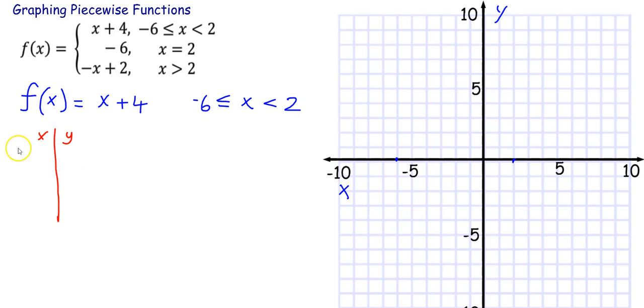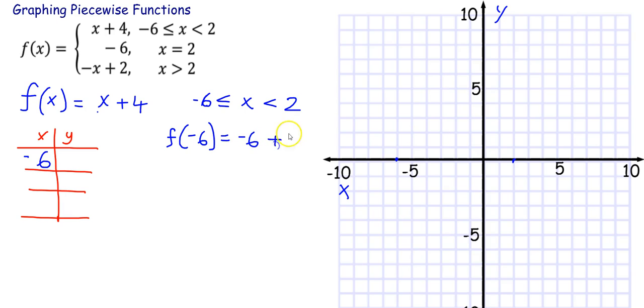Let us take 3 x values, counting the first and the last. -6. For x equal to -6, f of x, on the right hand side, this x is replaced by -6 plus 4. So -6 plus 4 is -2. So when x is -6, y value is -2. This is one point you have.